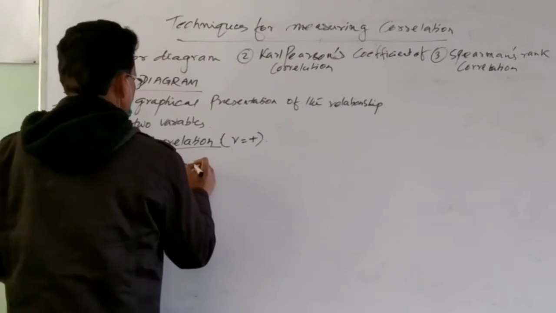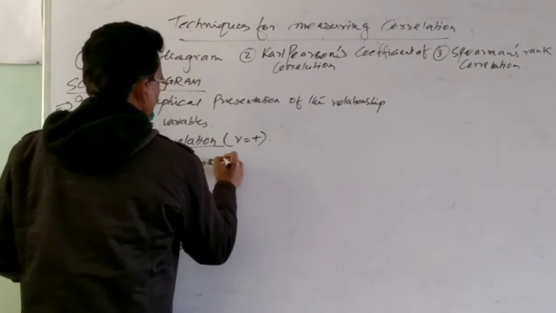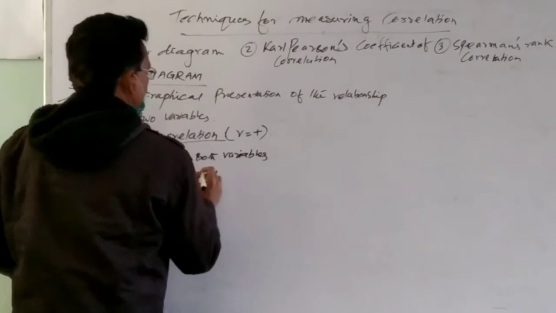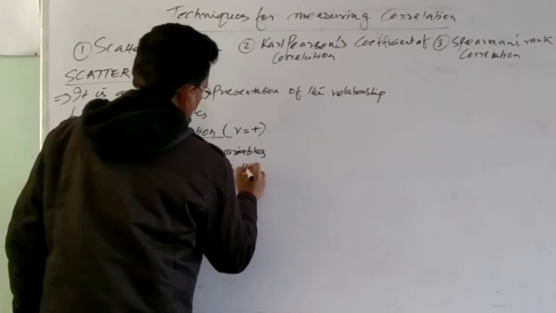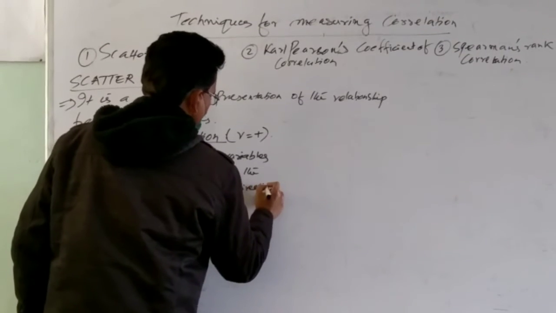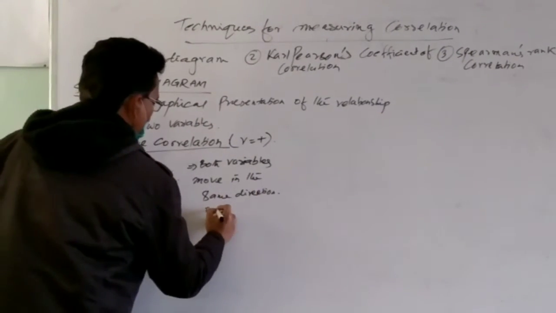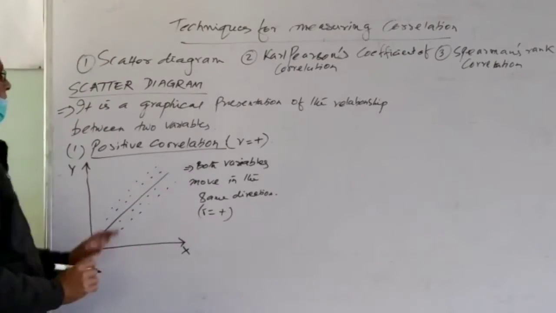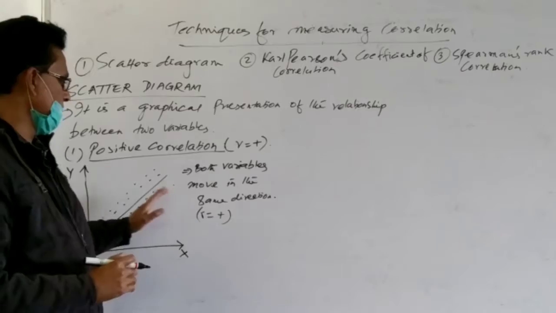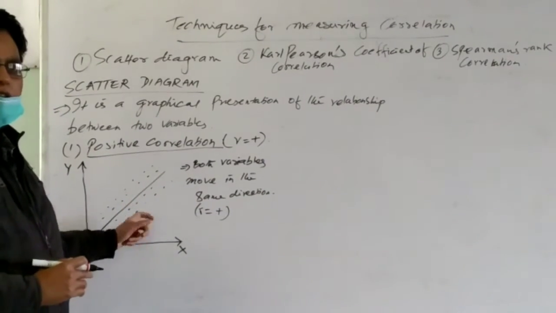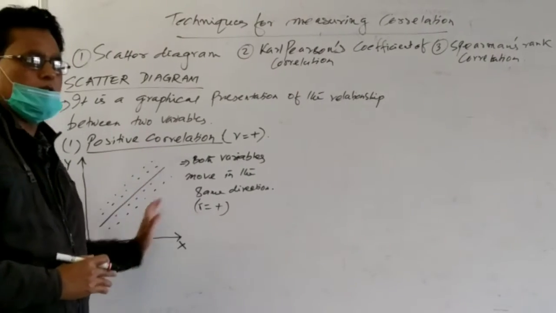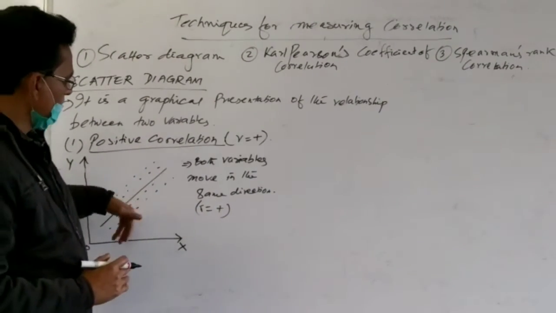We have seen that both variables move in the same direction. Is it clear? What is the value of correlation here? Positive. Have you understood positive correlation? Yes, if you plot on a graph paper, we get this type of diagram. Here all the dots are clustered, and they are increasing.